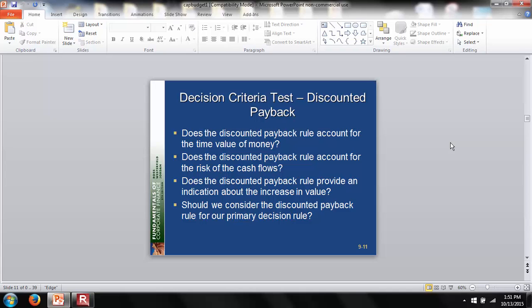So if you look and try to answer these questions, does the discounted payback rule account for the time value of money? It does. Does the discounted payback account for the risk of the cash flows? It does if we are using the appropriate interest rate. Does the discounted payback provide an indication about the increase in value? It does not. Should we consider the discounted payback rule our primary decision rule? Mainly because it does not address all the questions we talked about, we should not be using that as the primary indicator.